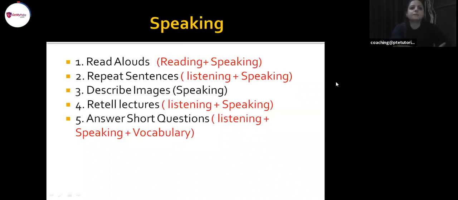In speaking, we have 5 tasks. First task is read aloud. We are aware that from read alouds, we will get the score for reading as well as speaking. In repeat sentences, listening and speaking. In describe images, only and only speaking is there, so only and only focus on fluency, nothing else.